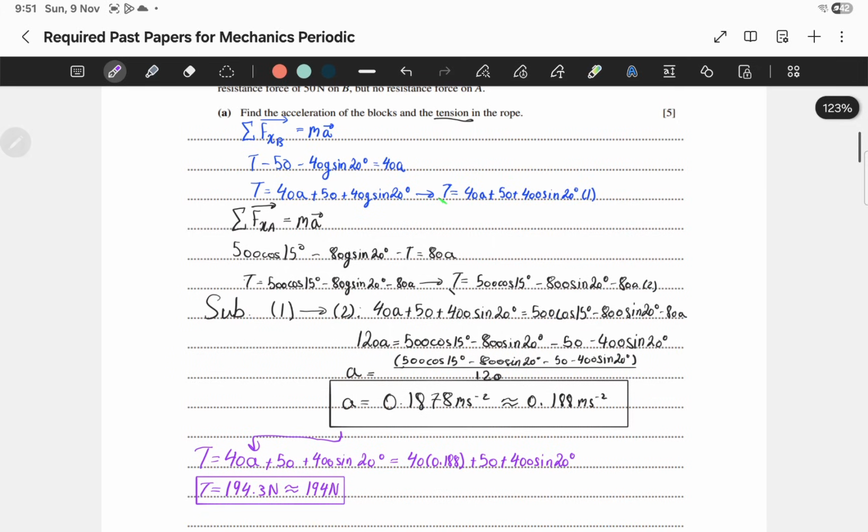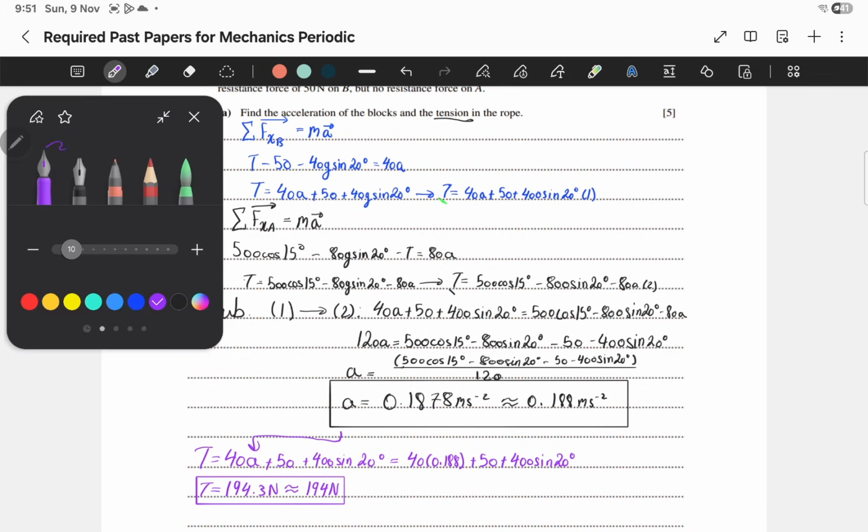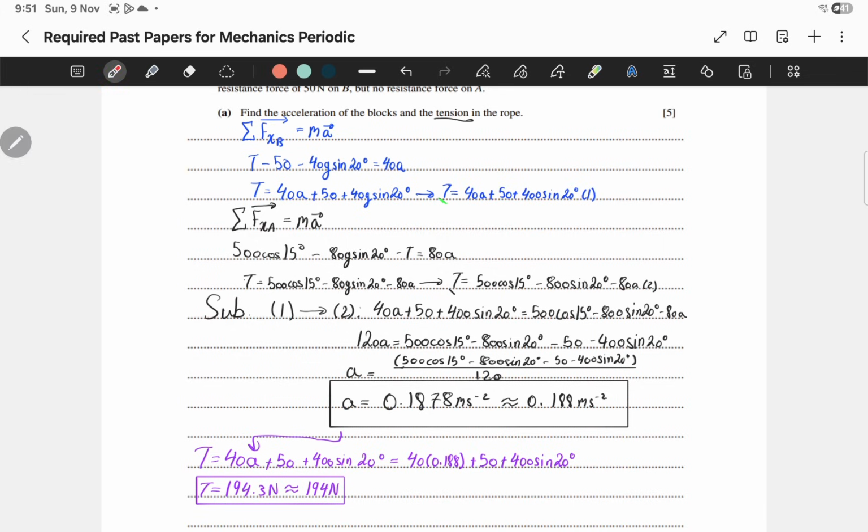After every question, I will check with the marking scheme and I'll show you how they get marked. So let's pull out the red pen here. For the first mark, you need to attempt Newton's second law.